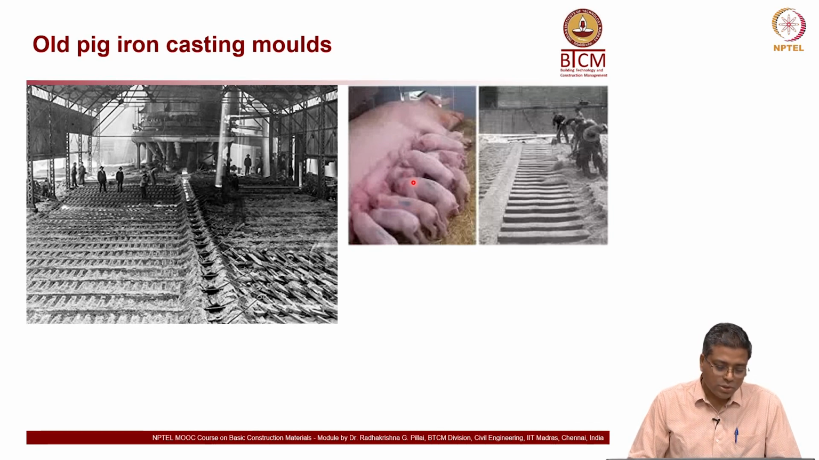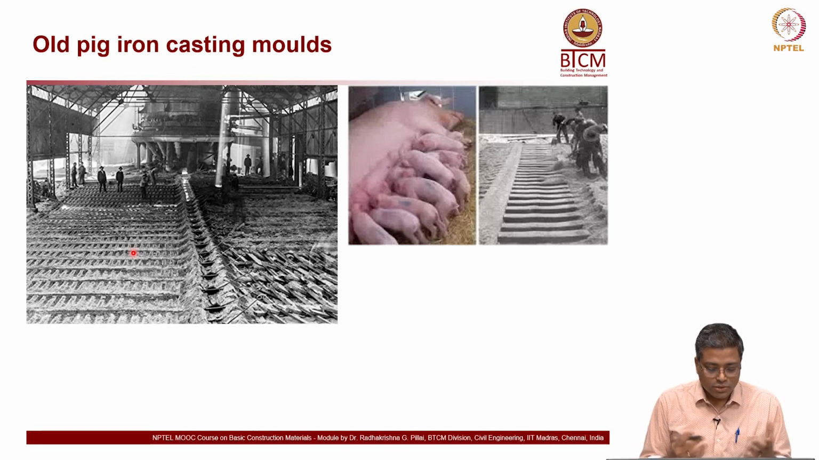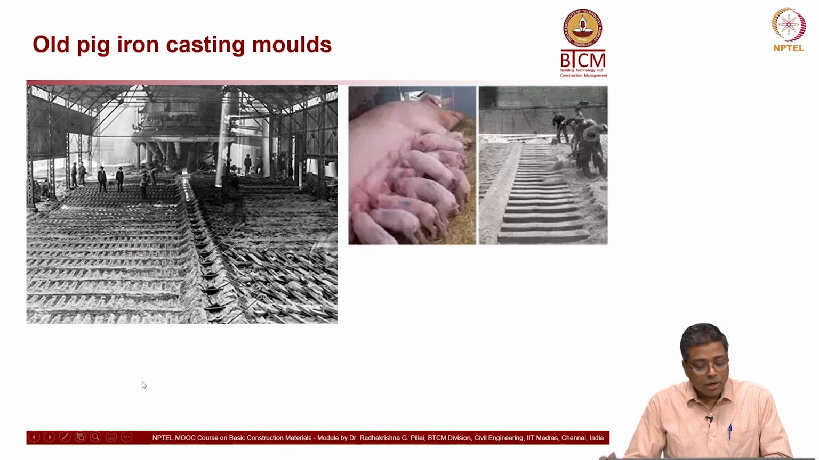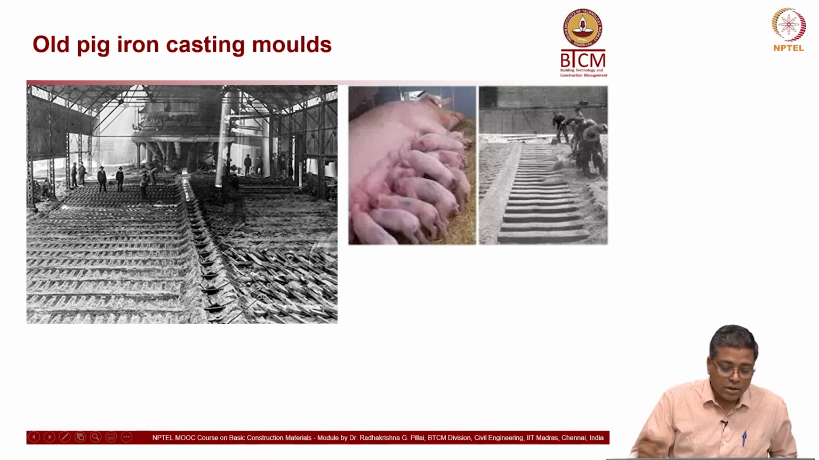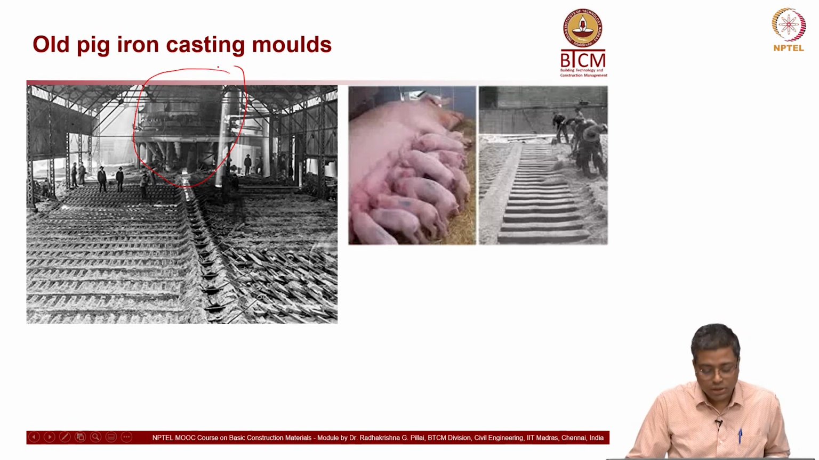There is also another story which says that the face of the very old pig iron molds looks like the face of a pig. I do not have that photograph here, but if you read on the internet, you will find that these are the stories behind the name pig iron. Now, you can also see how big the furnace looks here. You can see the large size, and compare that with the size of the people standing there.